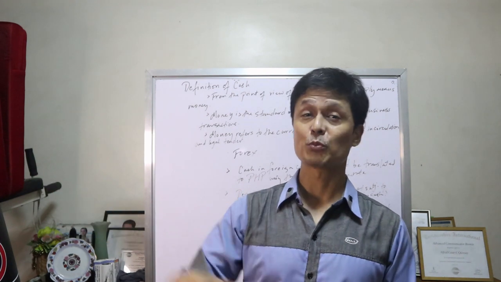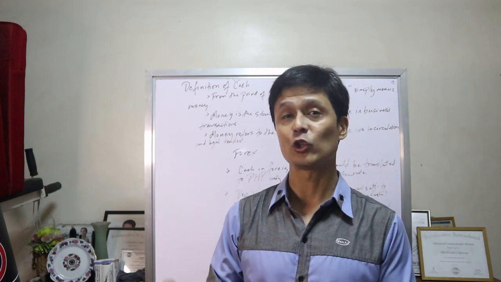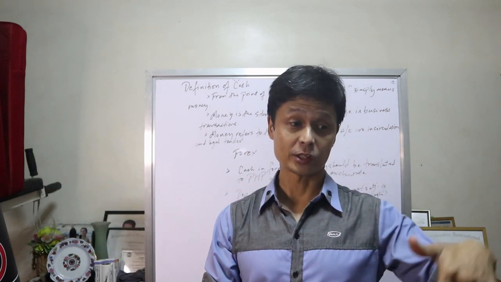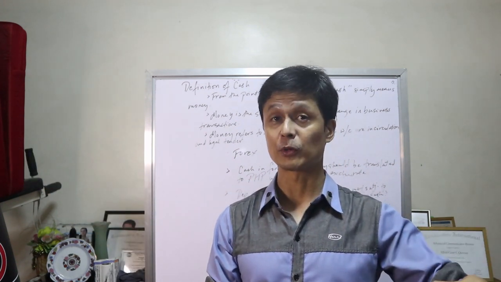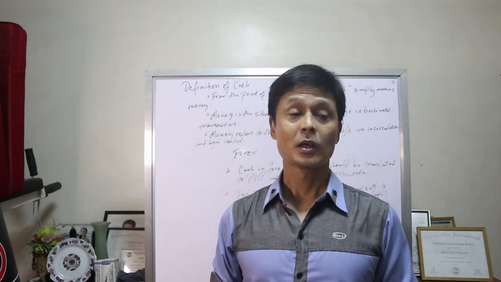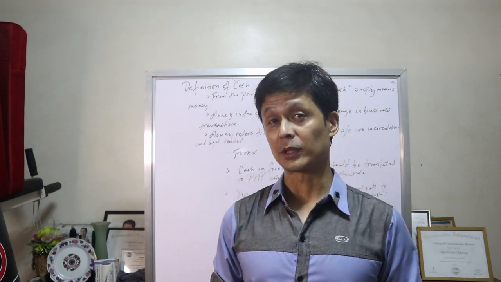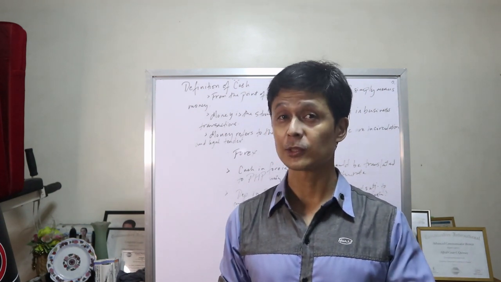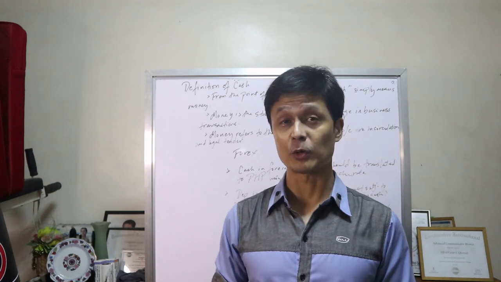Kasi nga, nirelease mo na yung check. Pero yung nakalagay na date doon is January 30 pa. Pero dun sa record mo dun sa December 30, binawasan mo na yung cash balance mo. So, there should be an adjustment there. So, ibabalik mo ulit yung cash dun by a debit to cash and a credit to accounts payable or any other appropriate account.